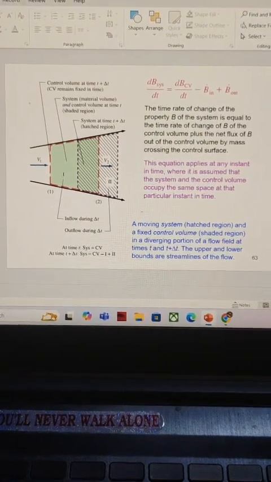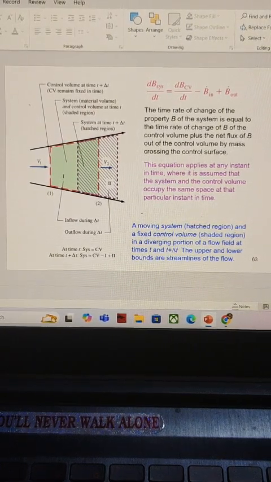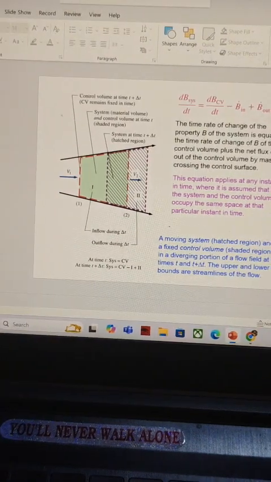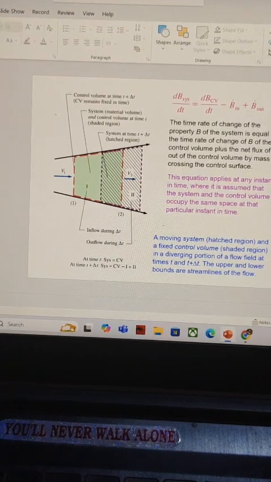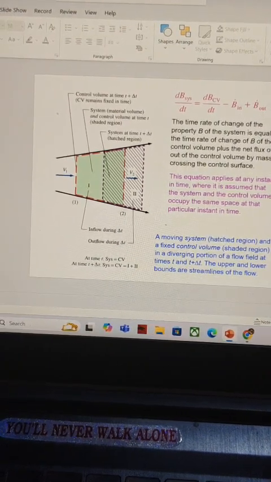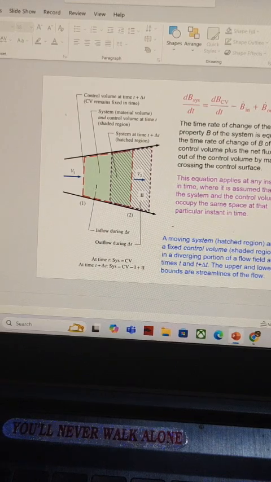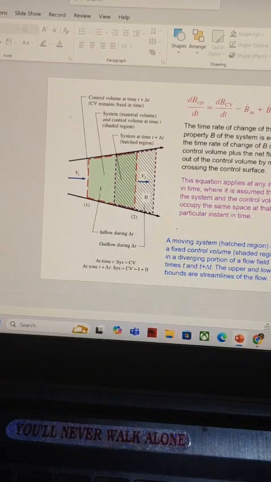In the diagram, the control volume remains fixed, while the system moves with the flow. At time t, the system and control volume coincide, but at t plus delta t, the system overlaps partially with the control volume and extends outside it. The flux term accounts for the inflow and outflow of property B across these boundaries during delta t.